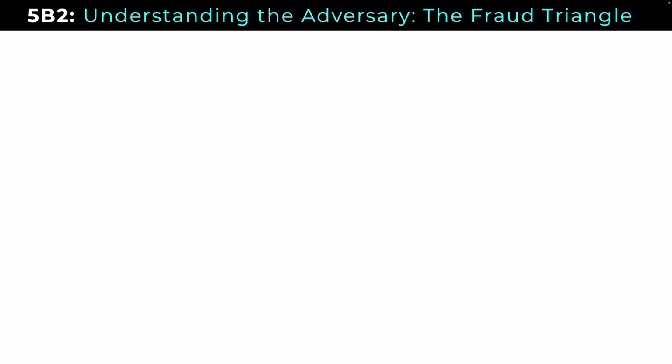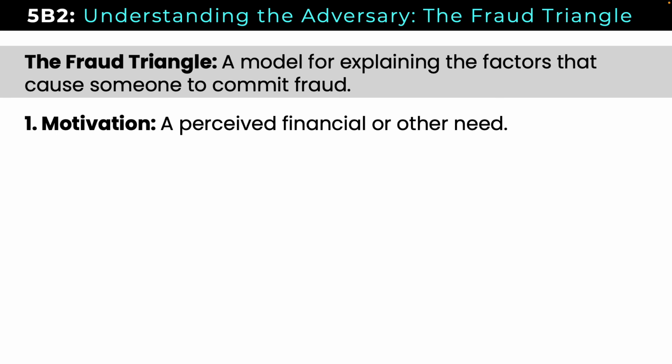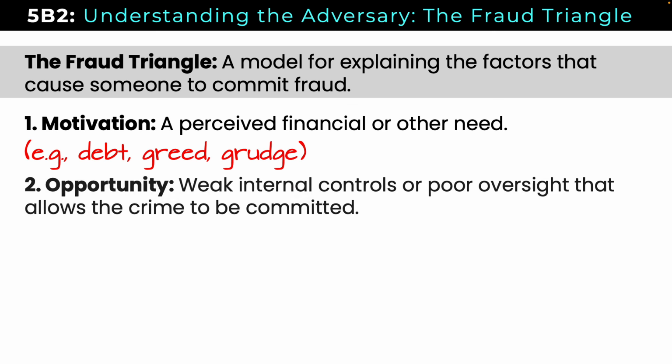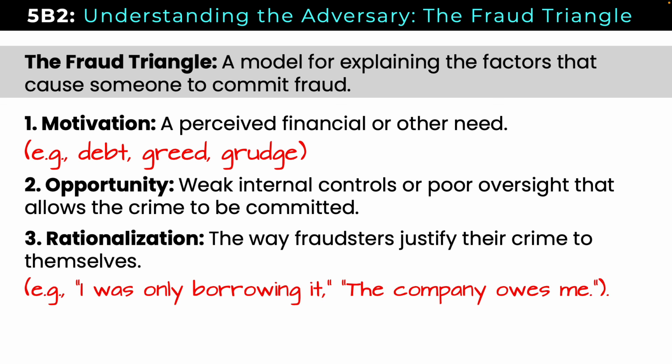So when it comes to fraudulent actions, the fraud triangle is a model for explaining the factors that cause someone to commit malicious or fraudulent acts. The first is motivation, a perceived financial or other need. It could be debt, it could be greed, it could be a grudge. Opportunity. An opportunity might be weak internal controls or poor oversight of a process that allows the crime to be committed by an internal or external entity. Rationalization. The way fraudsters justify their crime to themselves: I was only borrowing it, the company owes me, the company deserves this.